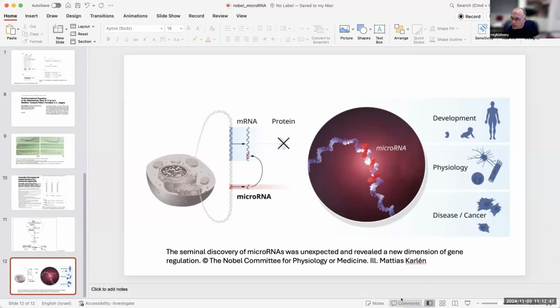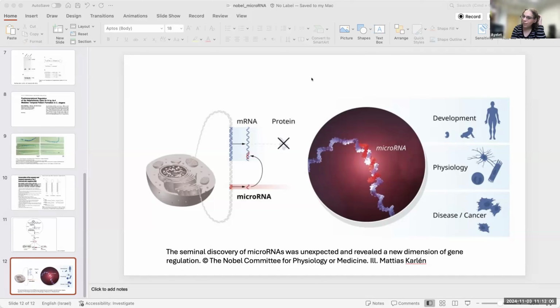Okay, the question I'm reading out: it looks like they were lucky, the first ever discovered microRNA fully matched its target. I'm not sure I understand the question. Maybe yeah, they were lucky. They were looking for heterochronic genes, but yeah, if you see the history, that's really amazing.